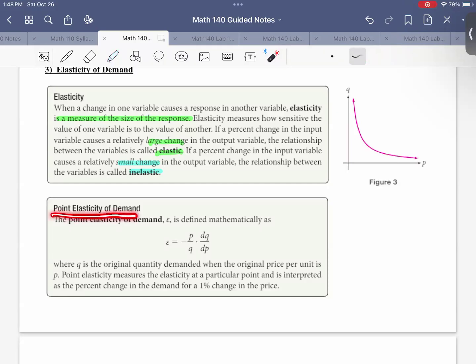So, point elasticity of demand. The point elasticity of demand is denoted by this little Greek letter, which looks like an E, but it's called epsilon. It's a popular mathematical variable, if this is your first time seeing it. It's defined mathematically as epsilon equals negative P over Q times the derivative of Q with respect to P.